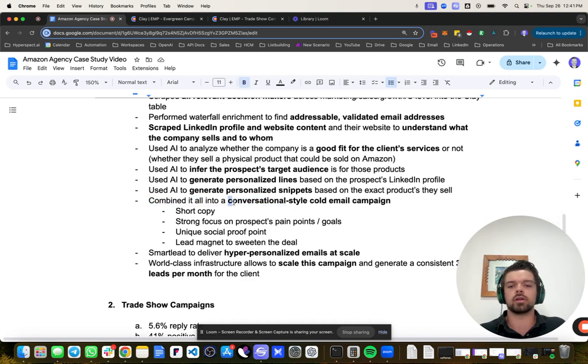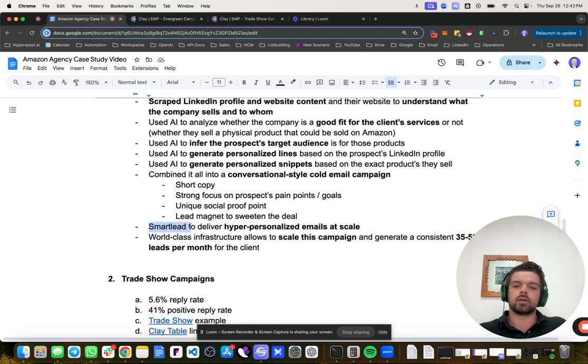that all into a very conversational cold email campaign. So when I say conversational, I mean short copy. I mean a strong focus on the prospect and not on us as the client in this case. We always include unique social proof points or unique selling propositions if there's case studies or transformations or validation that we've done this particular thing and generated this type of result for our client, kind of similar to this video. We're going to include that in the campaign as well.